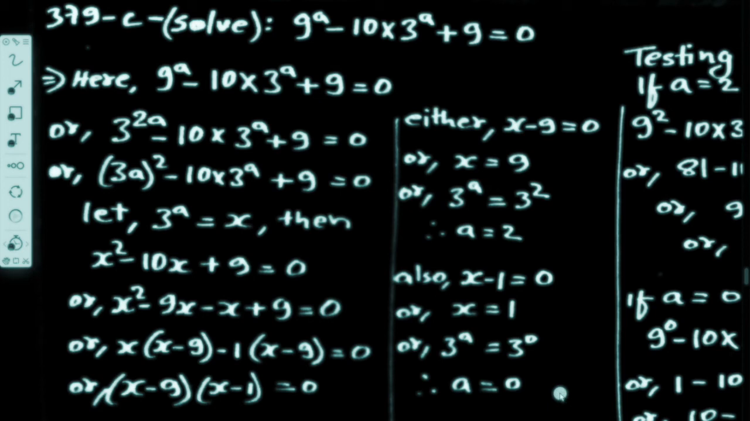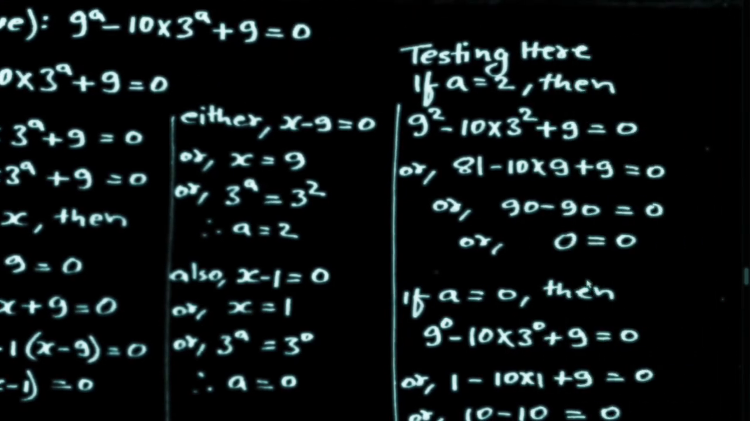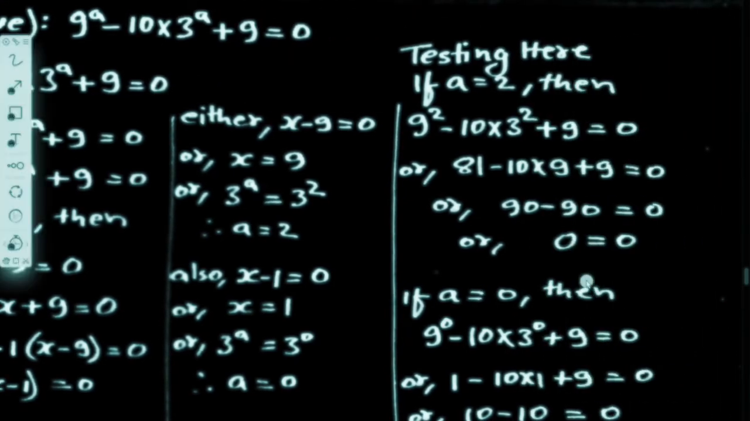Now we have to test our values. Testing should be done to get our right answer. See here, testing is done here. Our given equation is 9 power a minus 10 into 3 power a plus 9 equals 0. Now, in this equation, we should replace a with 2.